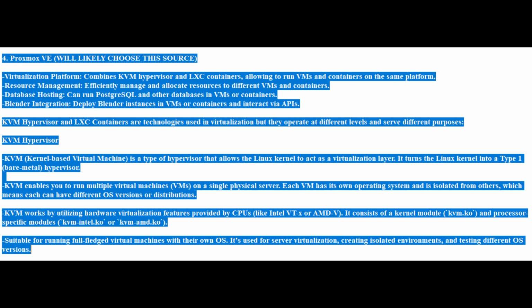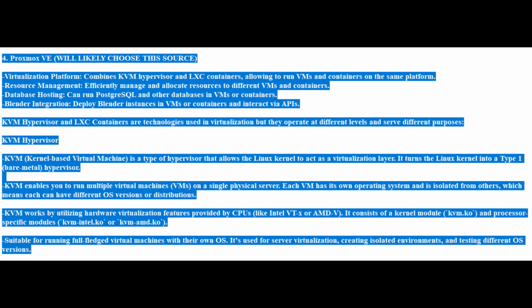KVM hypervisor and LXC containers are technologies used in virtualization, but they operate at different levels and serve different purposes. KVM hypervisor. KVM, kernel-based virtual machine, is a type of hypervisor that allows the Linux kernel to act as a virtualization layer. It turns the Linux kernel into a Type 1, bare metal, hypervisor. KVM enables you to run multiple virtual machines, VMs, on a single physical server.